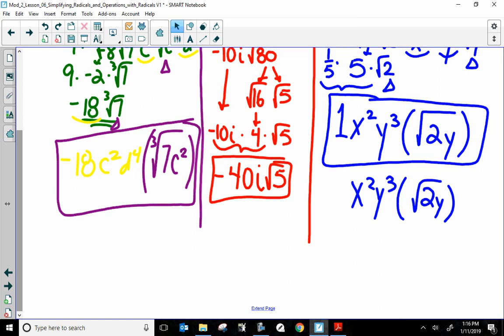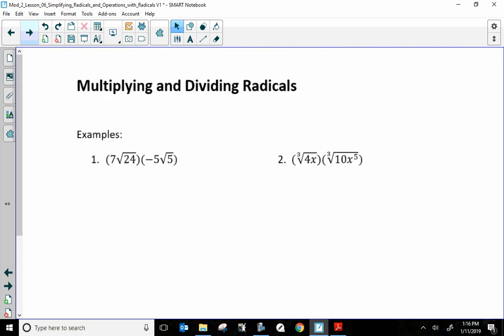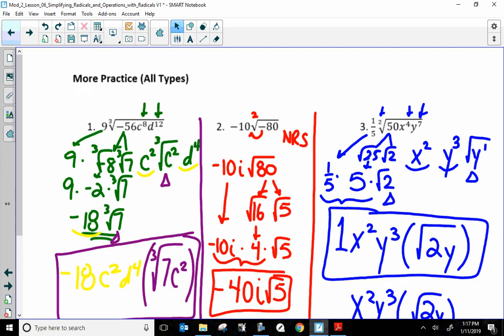Man, that was a lot, and you stuck with me. We're going to stop here because we're kind of done with simplifying single radicals. As we move forward, we are going to start doing operations with radicals. All right? So I'll see you next time for Unit 2, Lesson 6, Part 2. Have a good one.